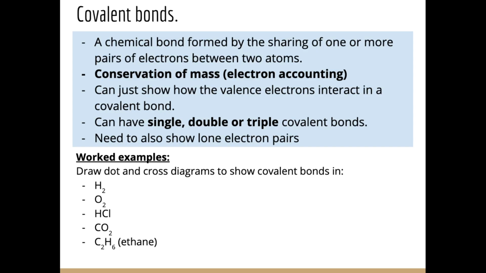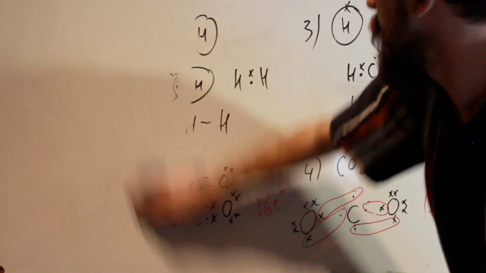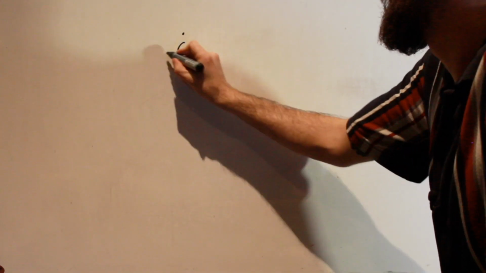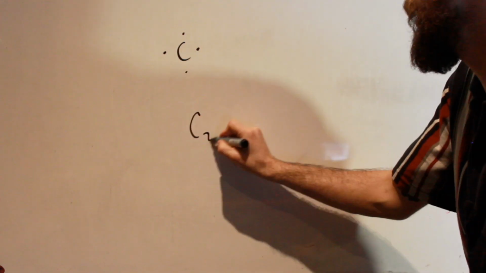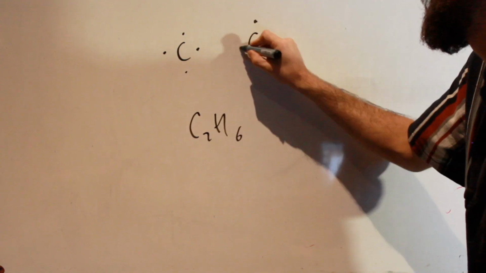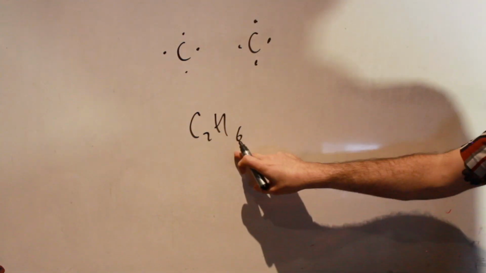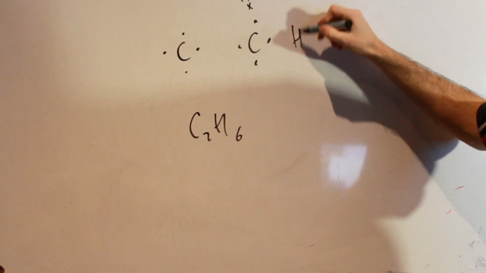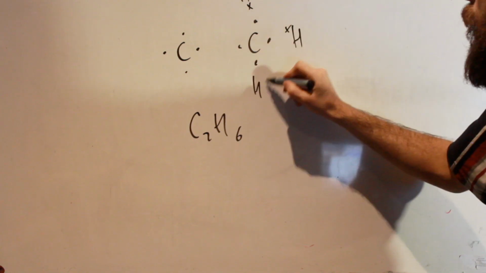Let's do one more example of ethane, C2H6. Ethane, C2H6. I'm going to make a bit of space on this board. So carbon is in group 4. That has 4 valence electrons. So 1, 2, 3, 4. C2H6, I have 2 of them. 1, 2, 3, 4. Hydrogen, that's group 1. That just has 1 electron in its valence.